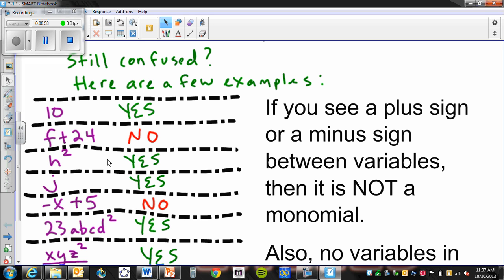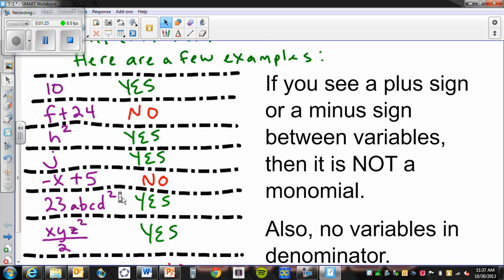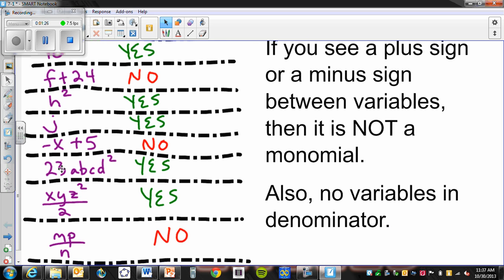H squared, yes, it is a monomial. It's just an exponent that's not negative, so we're good. J, just a variable or any other letter, is a monomial because its exponent is 1. Negative x plus 5, we have this plus sign here, so it is not a monomial. 23ABCD squared, so A times B times C times D squared times 23, is a monomial because we don't have any plus signs or negative exponents.